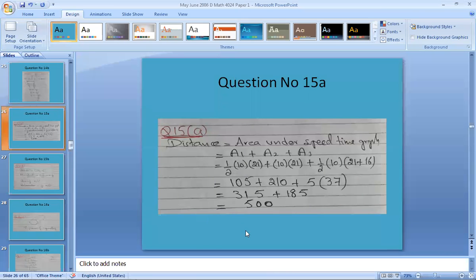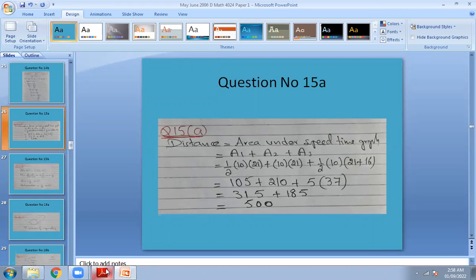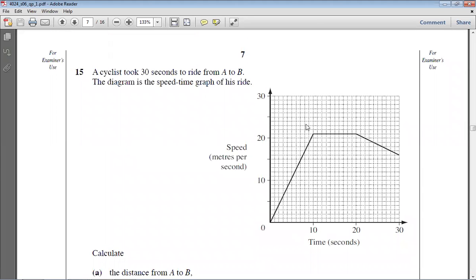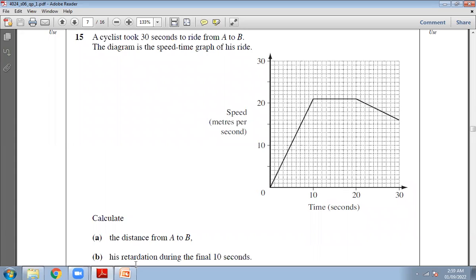Now that is question number 15, and its A part. So let's go to the next question. The B part is his retardation during the final 10 seconds. So in these 10 seconds, you have to tell how much is the retardation. So I will take this point and this point, and I find the gradient of this line, and that will be equal to the retardation. So let me show you.